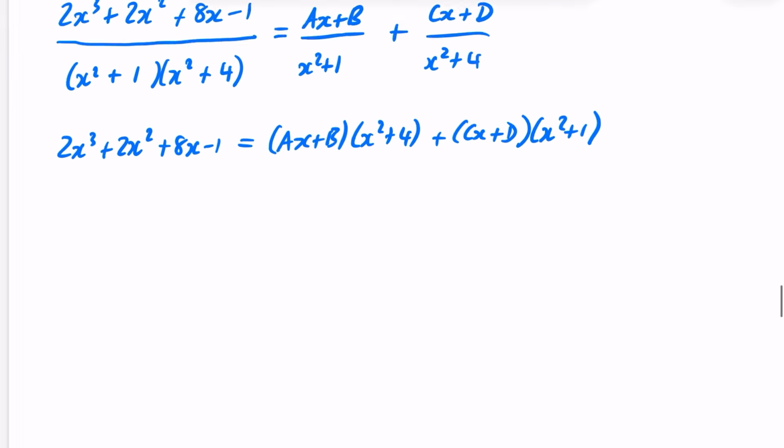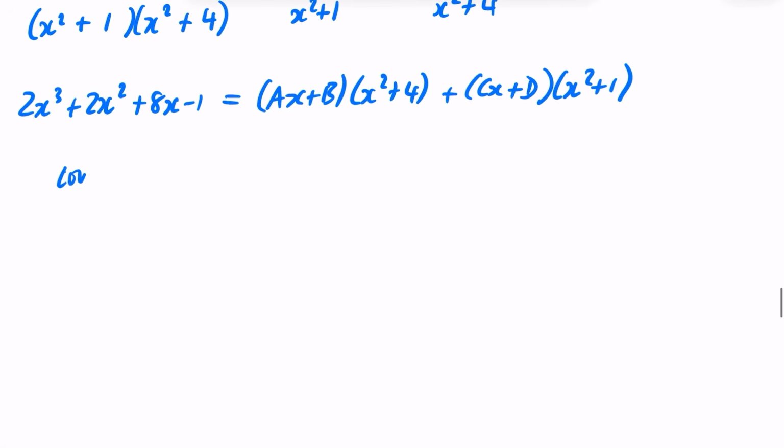And this is where I prefer doing comparing coefficients. If we compare the coefficients, we should come up with a set of different equations, and we should be able to solve them. So I'm going to compare to start with the x cubed terms. On the left-hand side, there is a 2x cubed. To get an x cubed here, the only way I can get it is this times this. So there's going to be an a and a c. That's the only way we can get it.